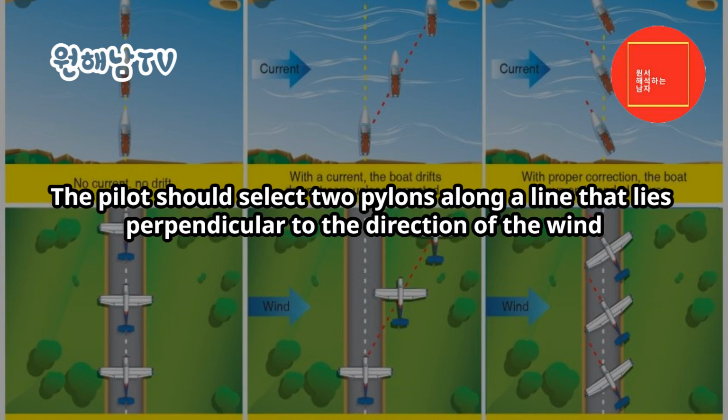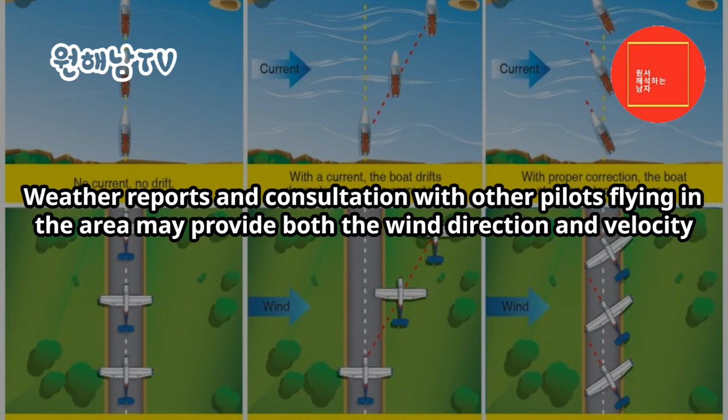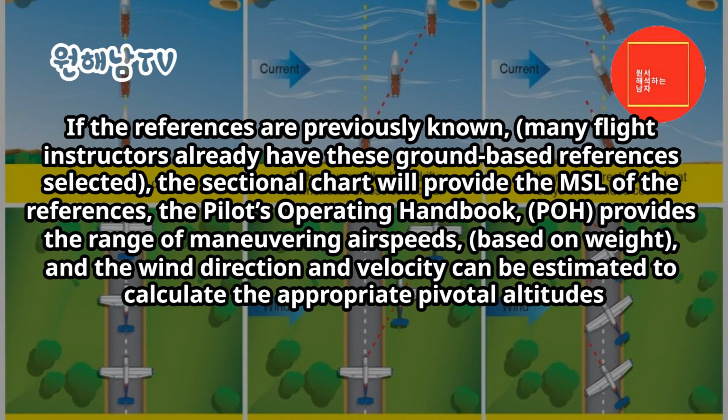The pilot should select 2 pylons along a line that lies perpendicular to the direction of the wind. The pilot should estimate the pivotal altitude during preflight planning. Weather reports and consultation with other pilots flying in the area may provide both the wind direction and velocity. If the references are previously known, many flight instructors already have these ground-based references selected. The sectional chart will provide the MSL of the references.